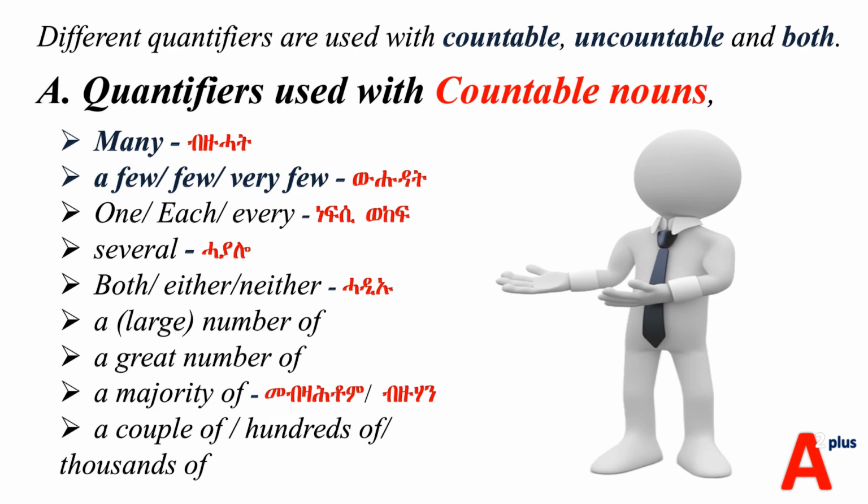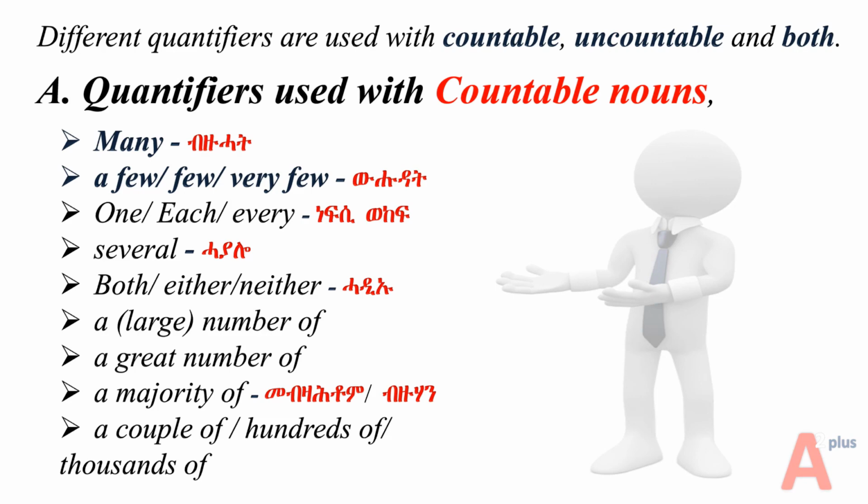The quantifiers which are used with countable nouns are: many, a few, very few, one, each, every, several, both, either, neither, a large number of, a great number of, majority of, a couple of, hundreds of, thousands of. Many, few, each, every, several, they are used with countable nouns.